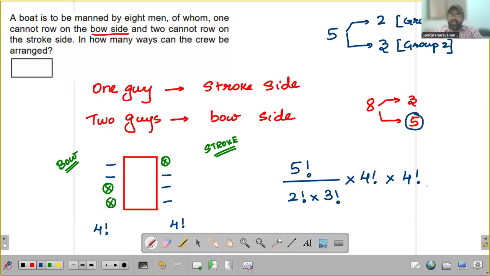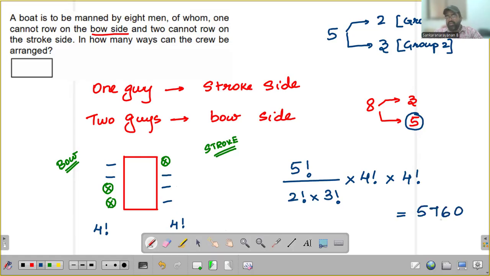So the total number of ways that can happen, it will be taking care of these 5 people. That is 5 factorial by 2 factorial into 3 factorial. That allocation is over. Now, within themselves, it is 4 factorial. Within themselves, it's another 4 factorial. So the total number of ways will be 5 factorial by 2 factorial into 3 factorial into 4 factorial into 4 factorial.